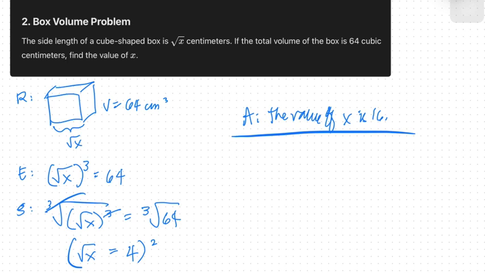Sana naintindihan nyo, no? Ulitin ko lang, ha? In case na hindi. Ang volume po kasi, yung side ng box, yung square root of x. Okay? So, in order for us to get the volume, we have to cube the square root of x. That's what I did here. That's your equation. Now, in order for you to actually solve the problem, you have to get rid of the power first.